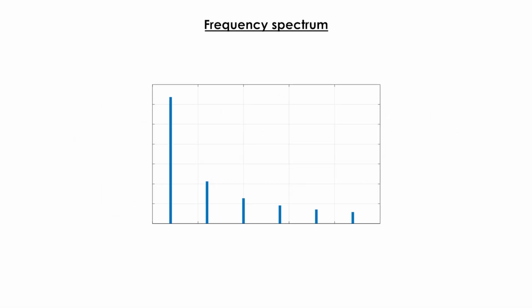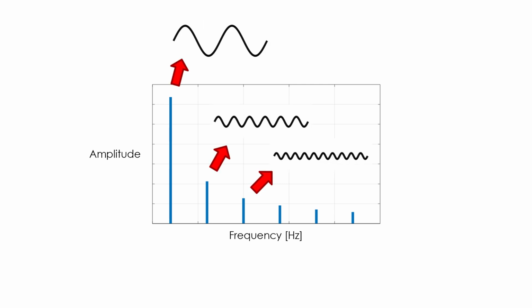This graph is called a frequency spectrum. Here we have frequency on the horizontal axis and amplitude on the vertical axis, and each line represents a sine wave. That is, the horizontal position of each line gives us the frequency of the sine wave, and the height of the line is the amplitude at that frequency.